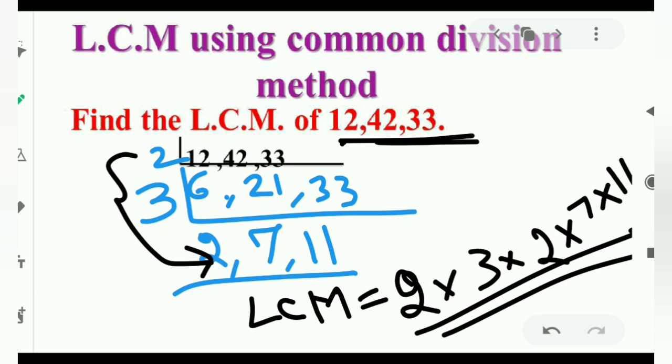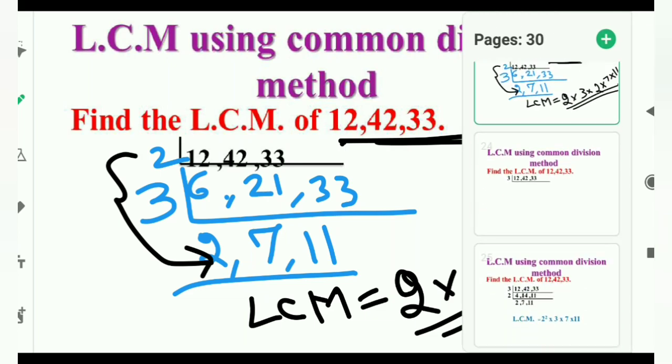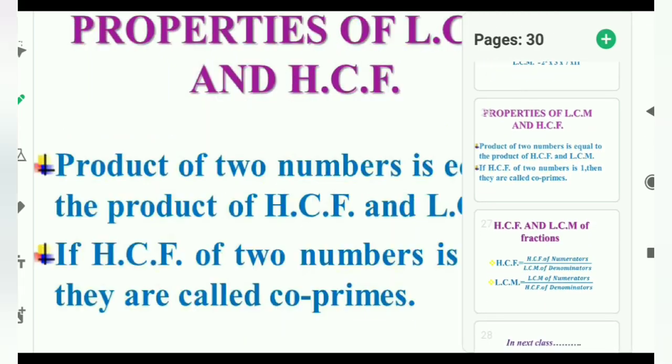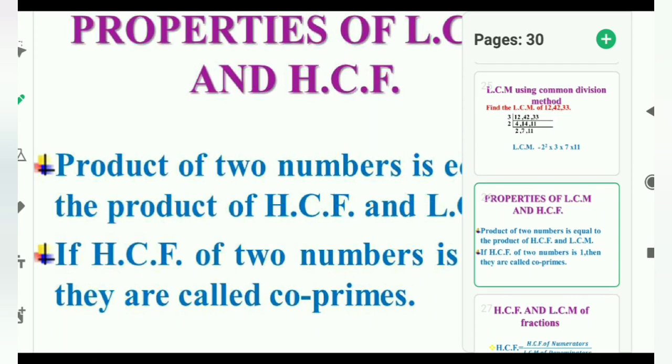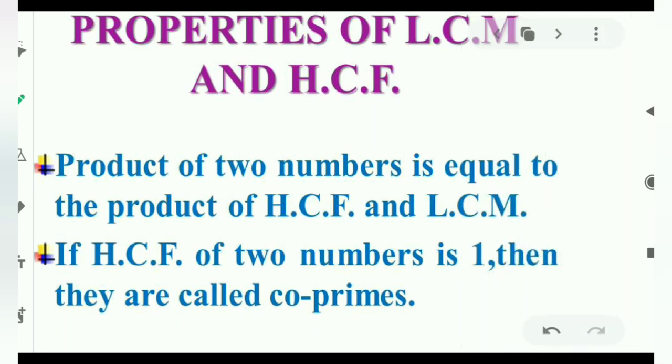We are going to the properties. We have found, right? Properties of LCM and HCF. Are you all ready? Product of two numbers is equal to the product of HCF and LCM. This is the one property. Then the second property, if the HCF of two numbers is 1, then they are called coprimes.